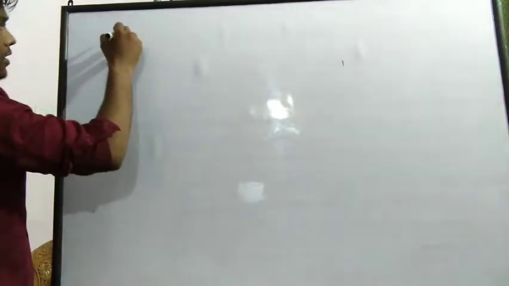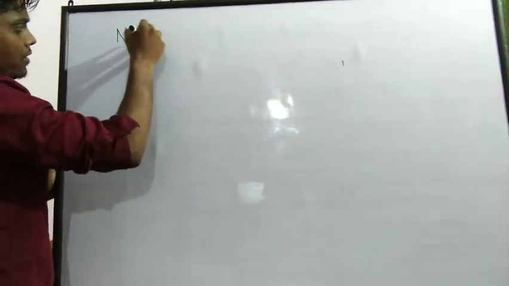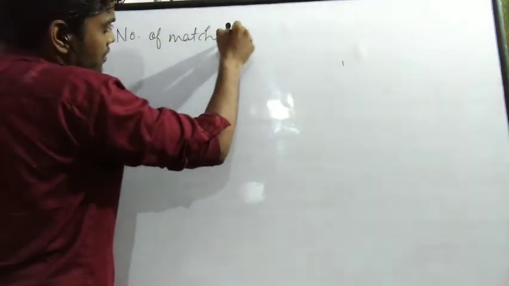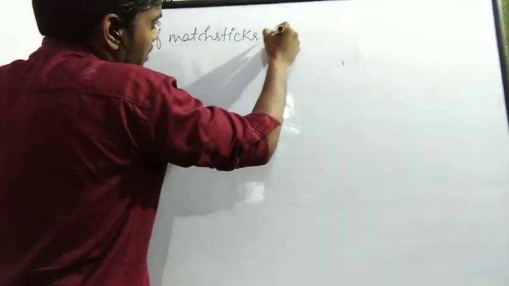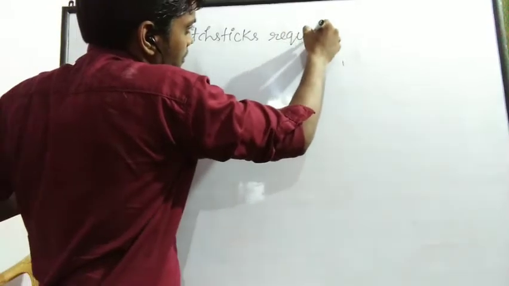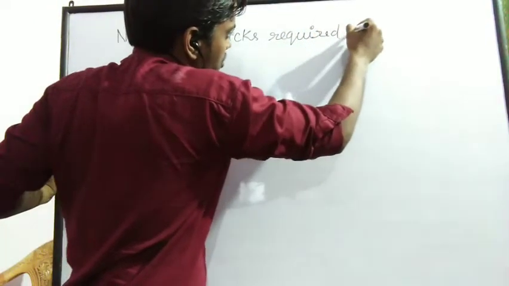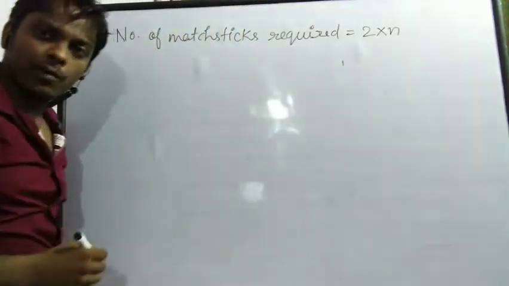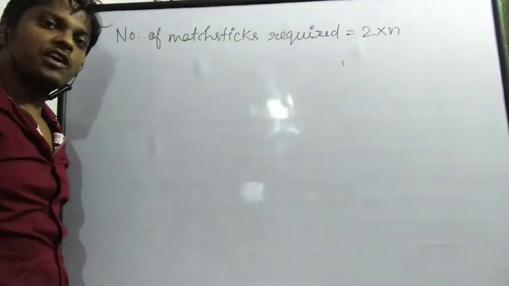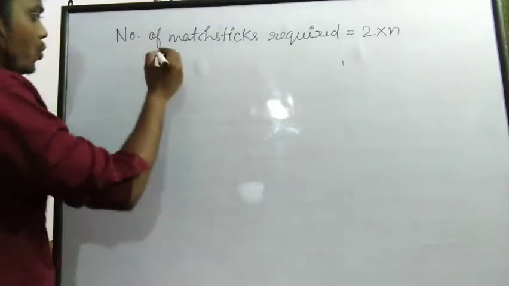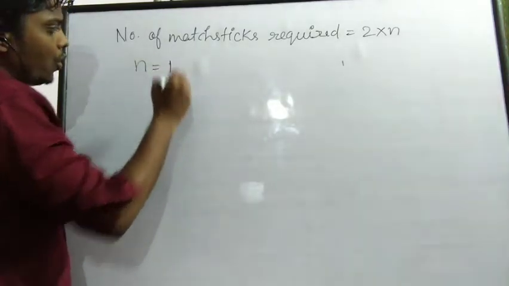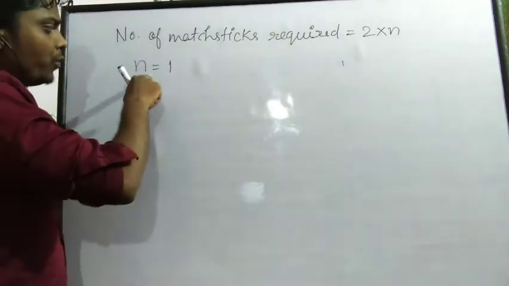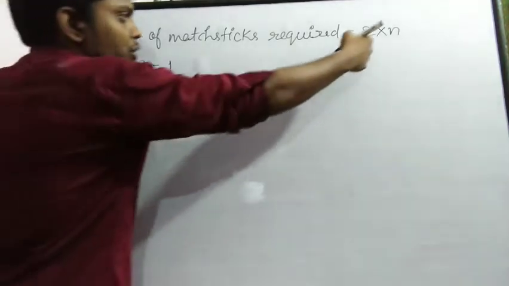We have the formula: number of matchsticks required is equal to 2 multiplied by n, where n is the number of L shapes. So when we require 1 L, now put this value of n into this formula.